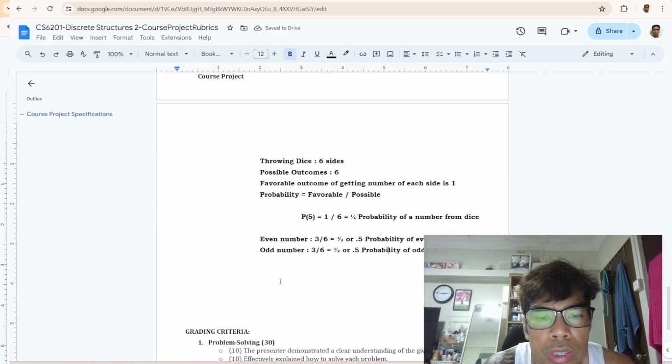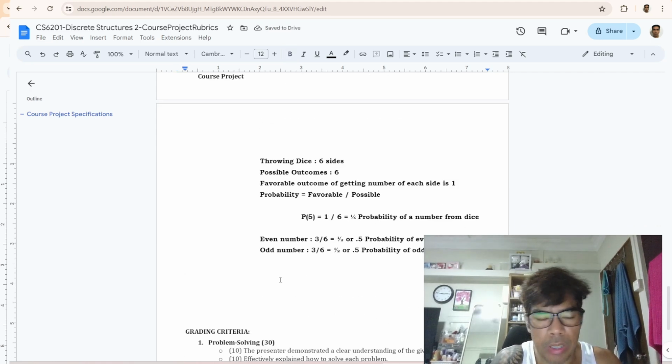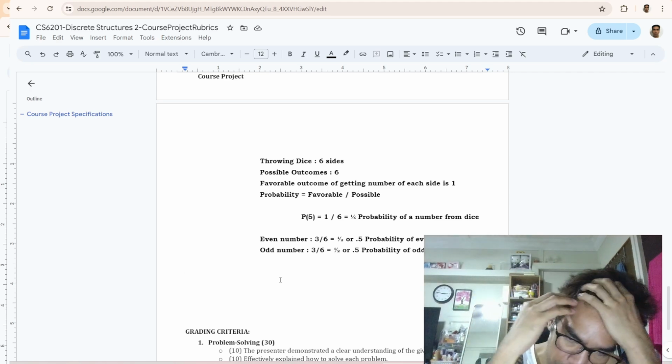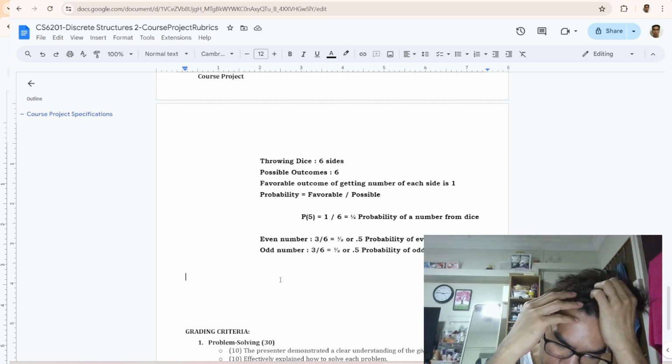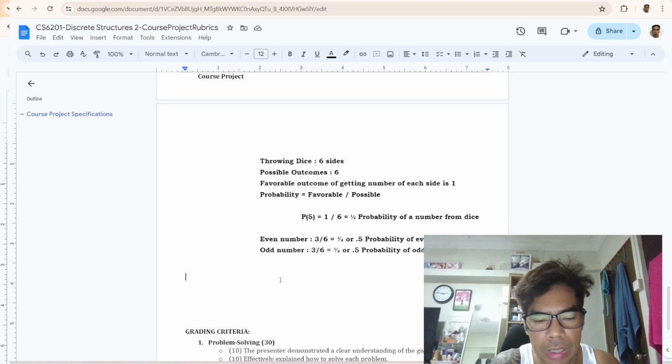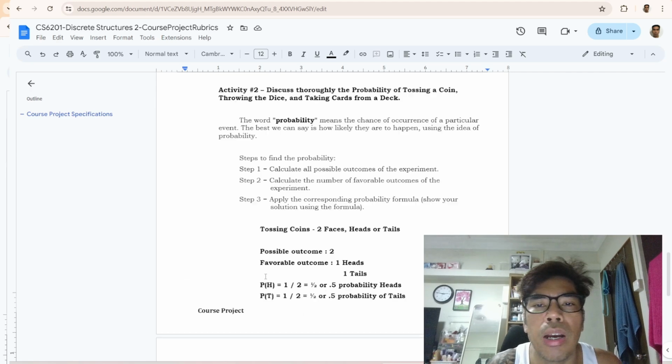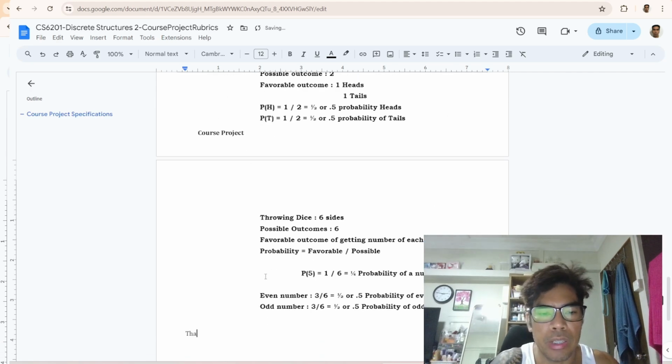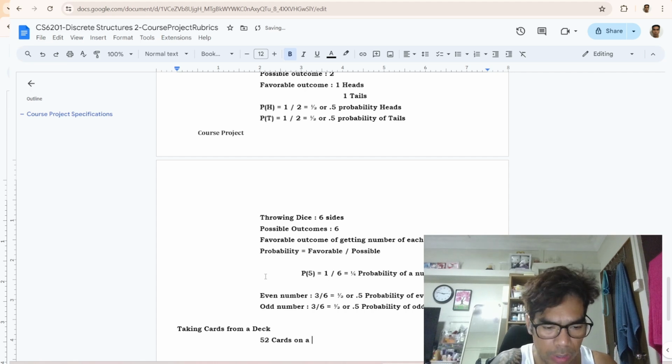Now we move on to the cards. If you want to get different probabilities for getting a card, let's first get the number of cards in a deck. We are taking cards from a deck. How many cards do we have in a deck? We have 52 cards in a deck.